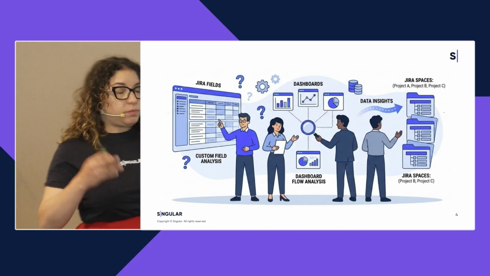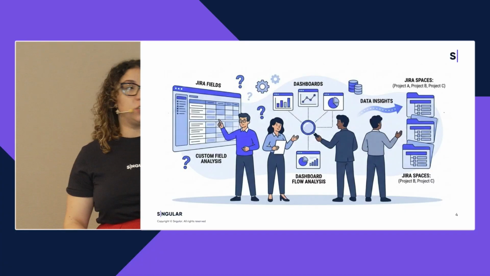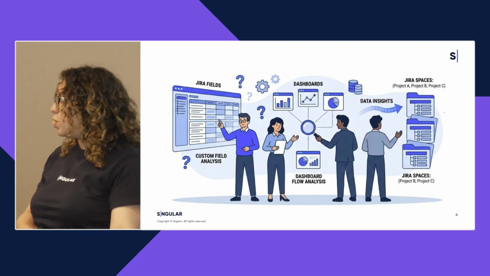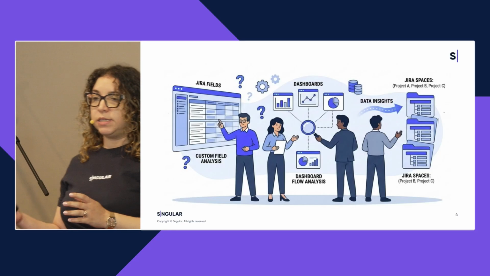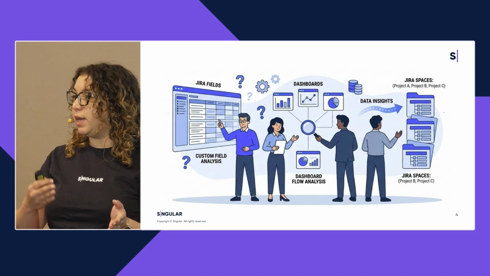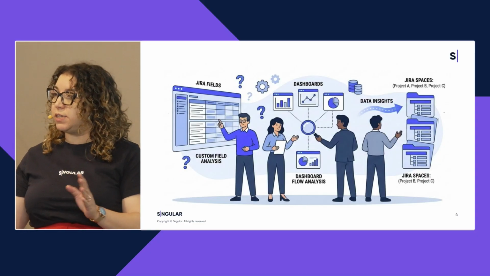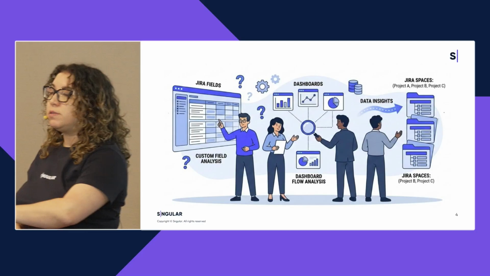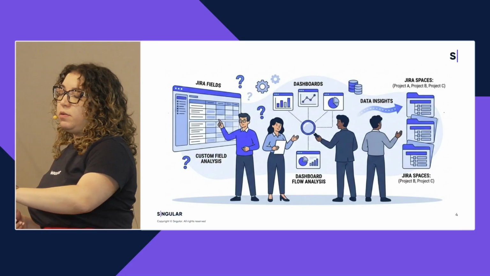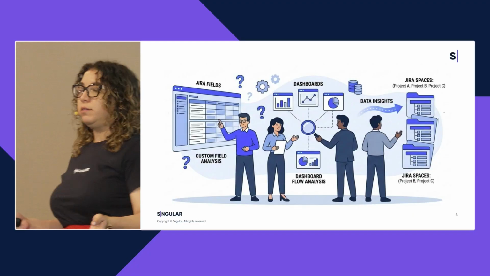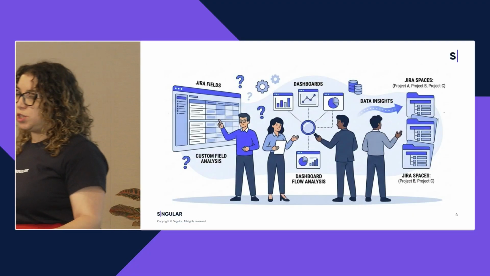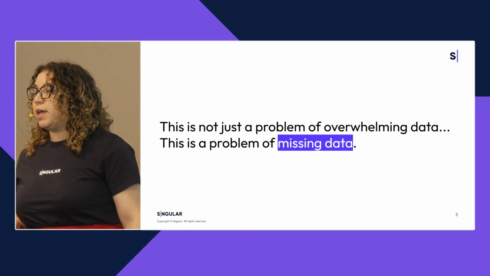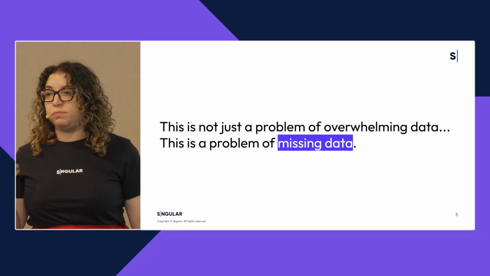So we got hands-on, and using these reports, we started analyzing those Jira fields. We started looking at those Jira spaces, what information is being used, what's not. We even took a look at velocity, meaning how much is updated versus created, and the actual dashboards to see who was accessing them, who wasn't, what's being used, all of that. And then we started seeing a pattern, and we said, wait a second, this isn't just about overwhelming data. It's not that they don't have enough information, it's because they're missing data.